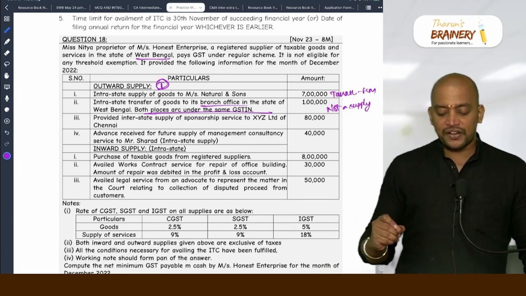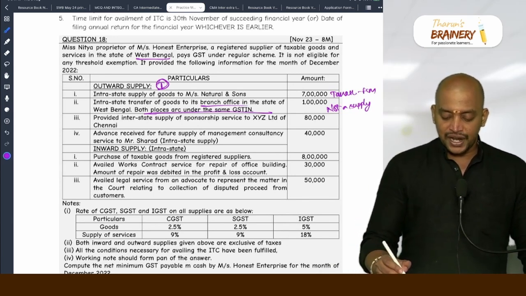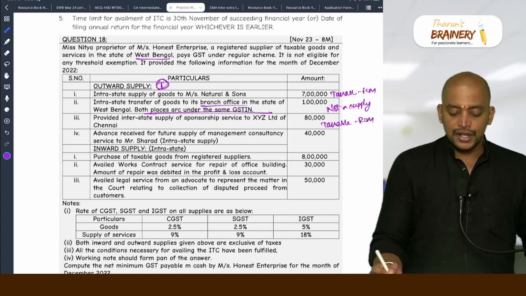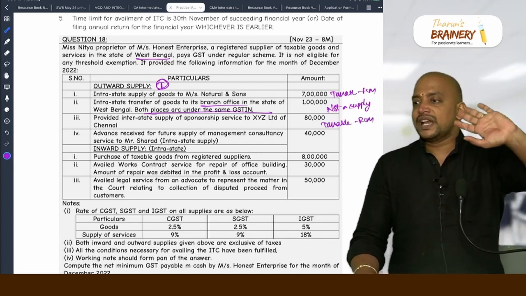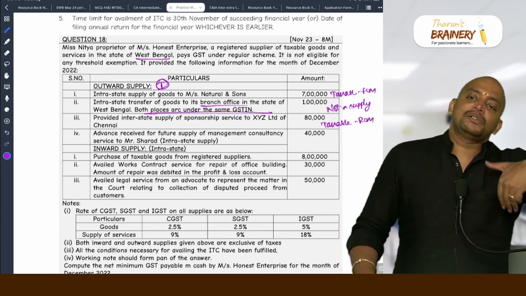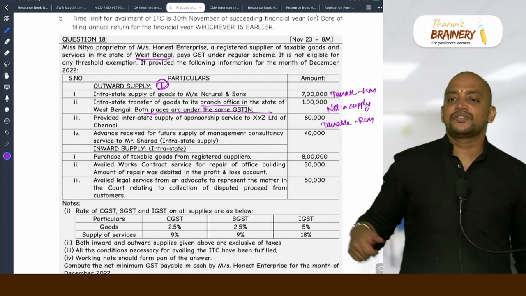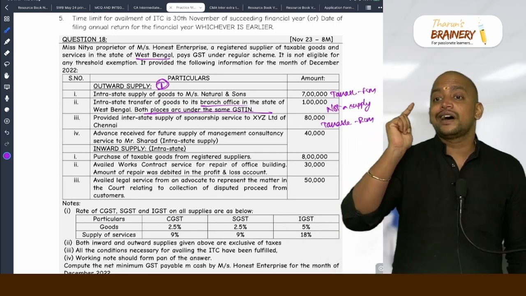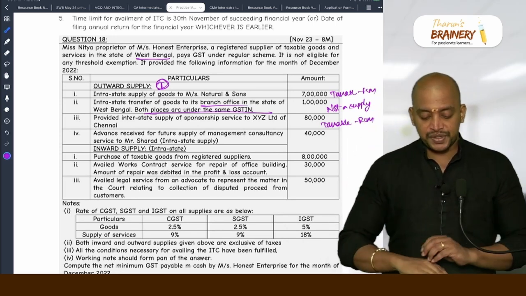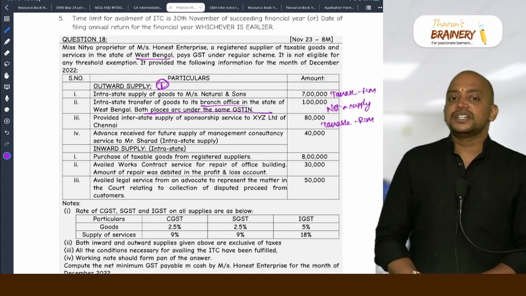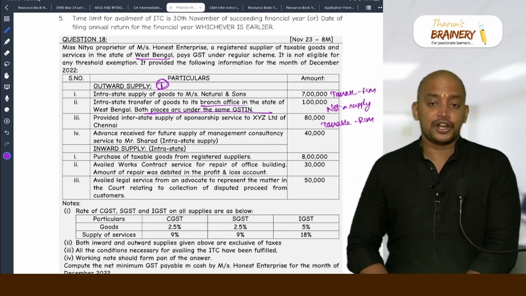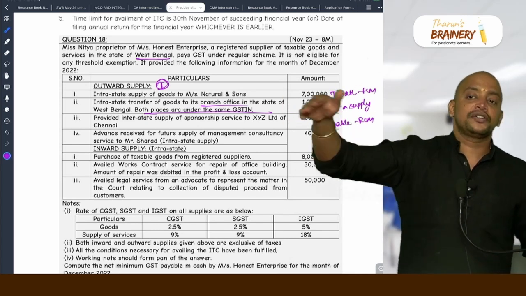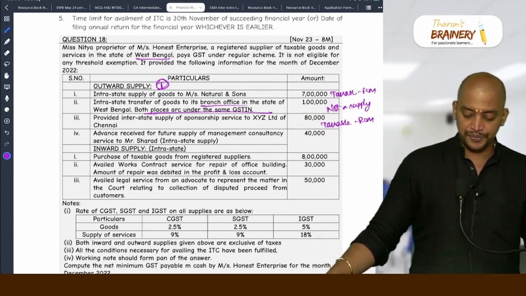Provided interstate supply of sponsorship service to XYZ Limited of Chennai, it will be taxable under RCM. So Nitya will not pay GST. GST will be payable by the recipient, because sponsorship service will come under RCM when the recipient is a body corporate or firm. So it will not be taxable in the hands of this Honest Enterprises. It will be taxable in the hands of the recipient, that is XYZ Limited.